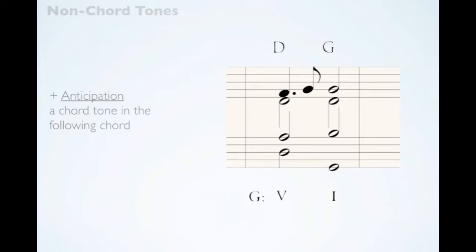Finally, we have the anticipation, which is just when a chord tone in the following chord is anticipated before that chord arrives. Here, the G in the following chord is anticipated during the D chord. The anticipation can either be approached by step or by leap.